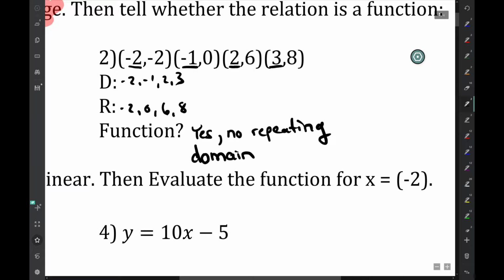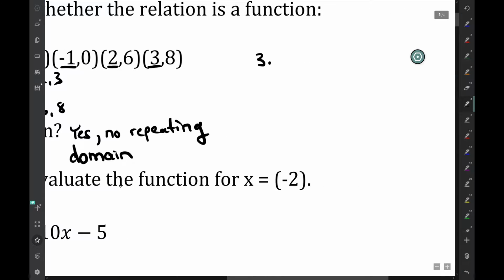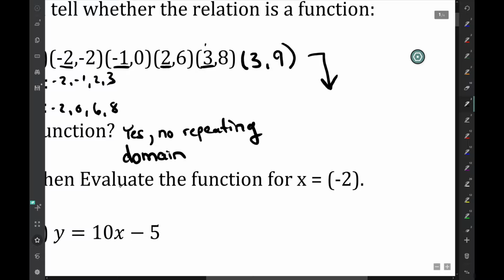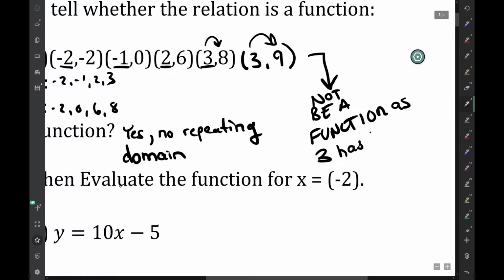For example, something that's not a function, simply put, if we were to look at number 2, and let's say I add the point 3, 9, then it would not be a function. So if that were the case, if 3, 8 and 3, 9, that would not be a function, as 3 has 2 y values. So that is the big difference here.